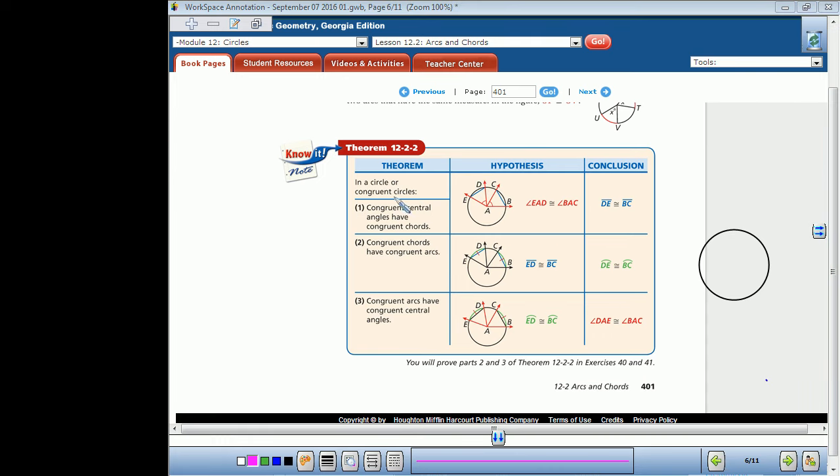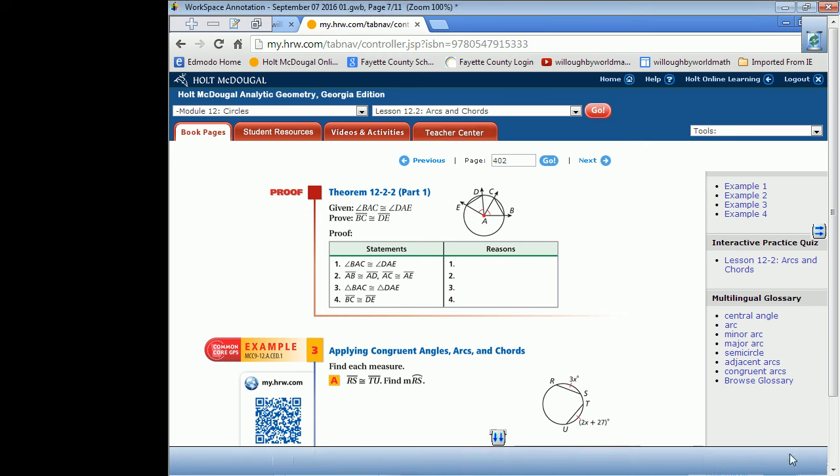Okay, in a circle, or if we have congruent circles. How do we know we have congruent circles? They have congruent what? Radii. Radii, very good. So, in a circle or congruent circles, congruent central angles have congruent chords. So if we have congruent central angles, then this chord is congruent to this chord. And we're going to prove that in a minute, why that has to be true. Let's go ahead and prove it.